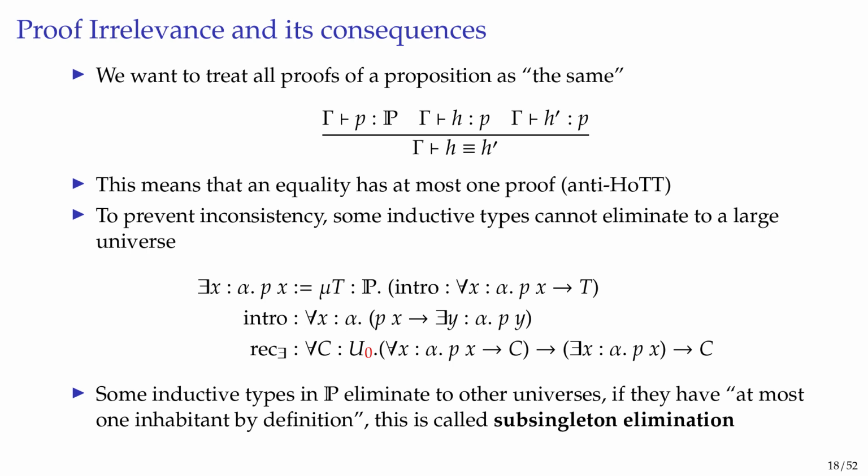What's anti-HoTT is the combination of a universe of strict propositions and an equality that's valued in strict propositions and is still able to eliminate into types. We can talk about this later.